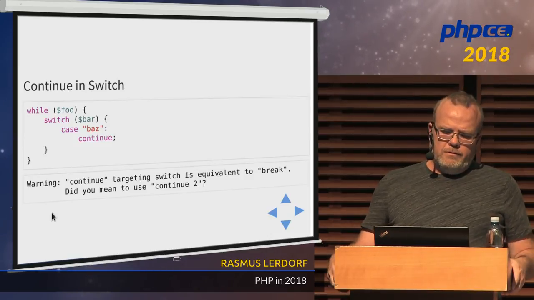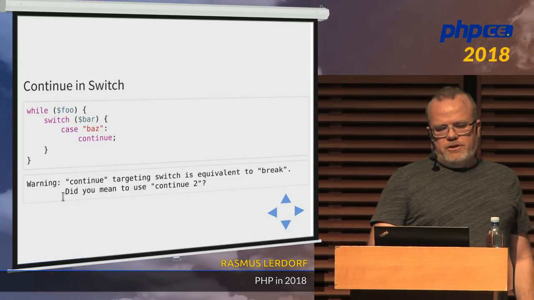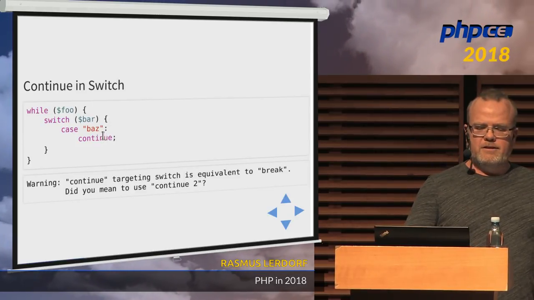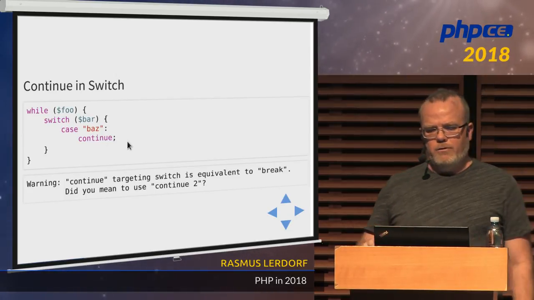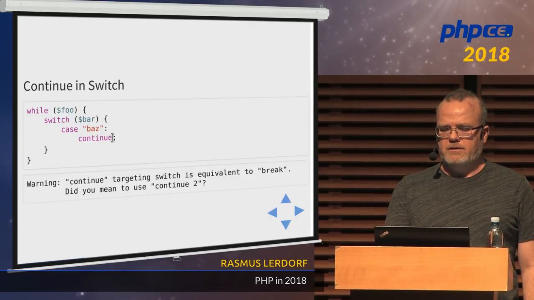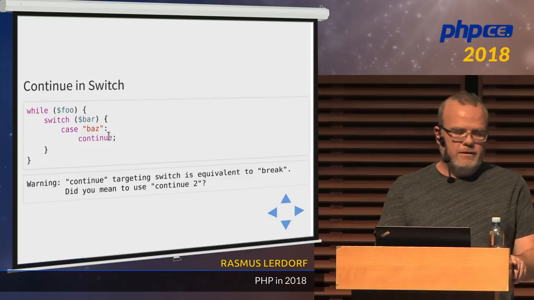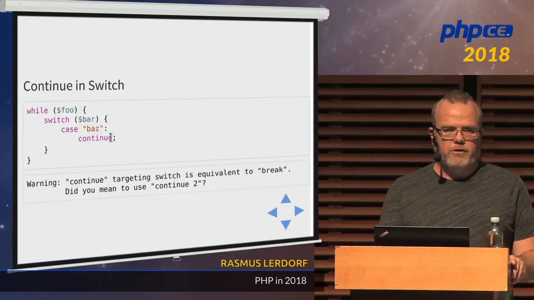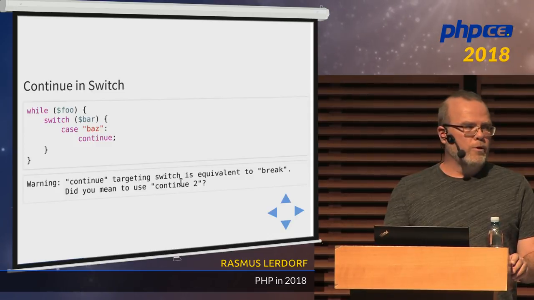We found some people, in the spirit of PHP, running crap code really well. We saw people doing this. And what does this continue do? It's inside the switch, which is inside the while loop. Now, just eyeballing, you would think, well, this would continue the loop. But it doesn't. It actually acts as a break in this case, because continue and break are similar in the way they act. Inside the case statement, it just becomes a break, which is probably not what the author meant. So this is now a warning. If you want a break here, use break. If you really want to continue the loop, use continue 2. And that's what the warning now tells you.